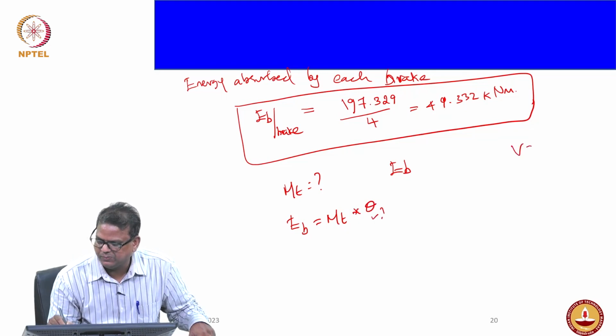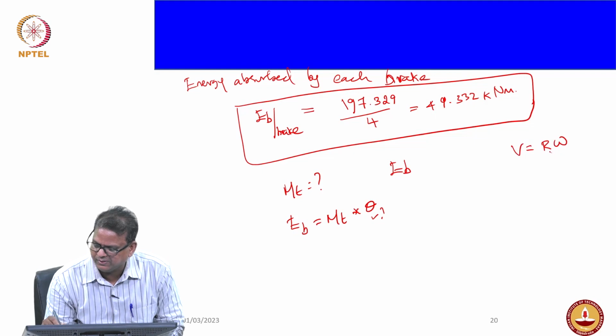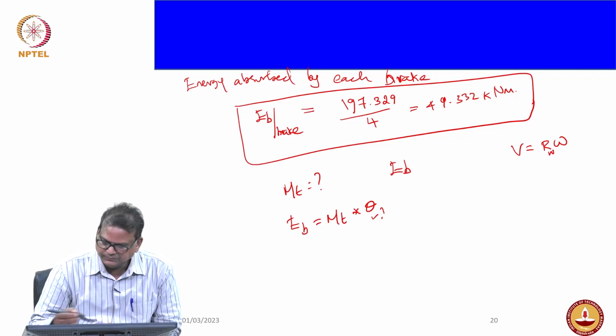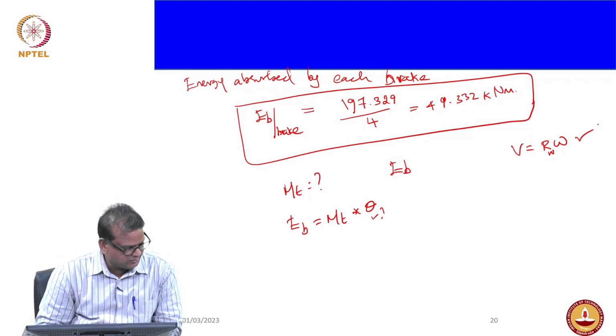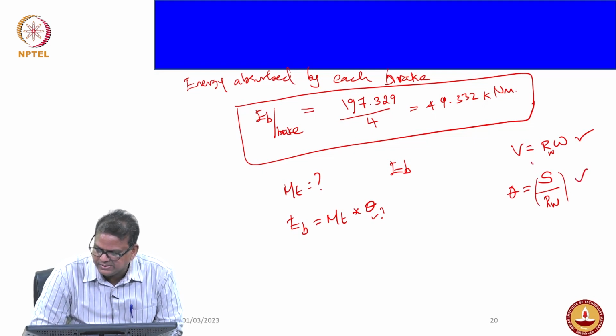And we know V equals what? R omega. R is the radius of the wheel or tire. Either way you can see that. The speed we need to know. So can you find out what will be the theta, please? We have to use the equation. Theta is nothing but the sliding distance, what we found out, divided by the radius of the wheel. So you have to use these two equations to find out the V and theta. Okay.